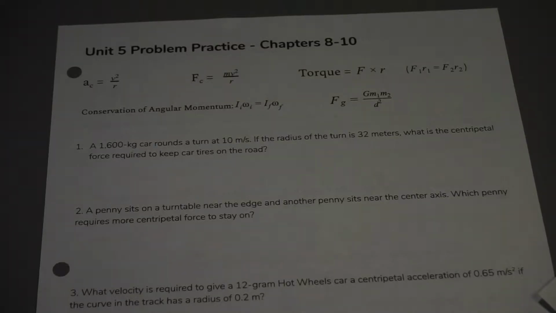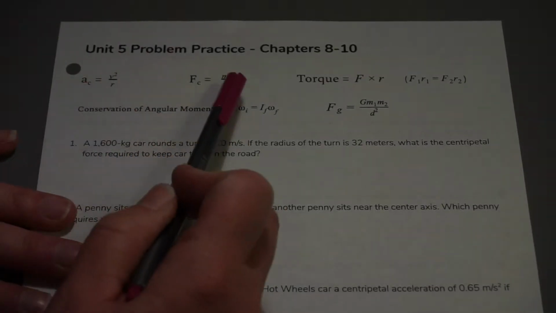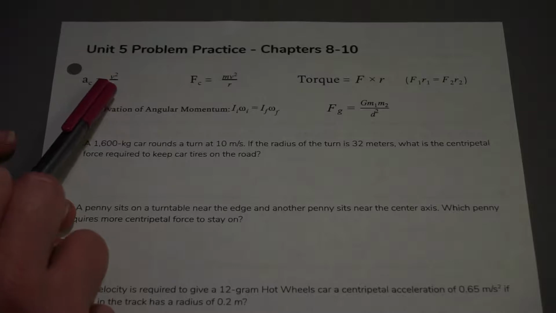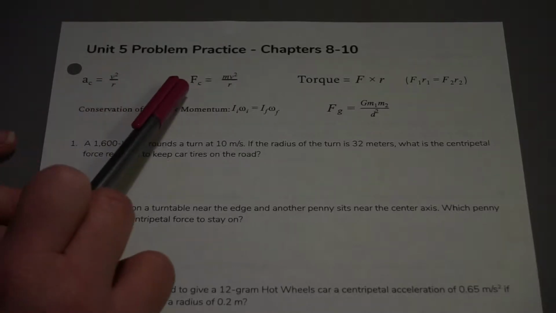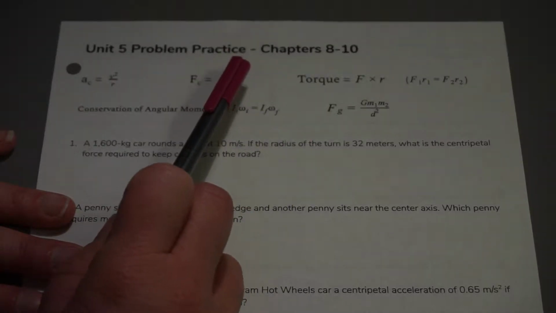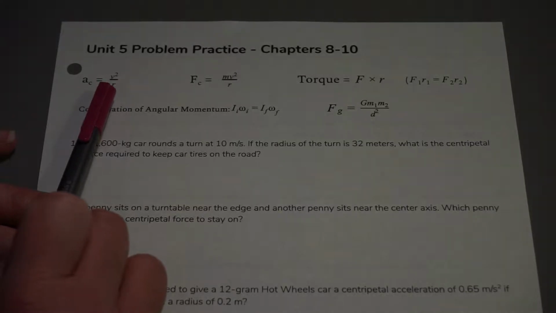Hi there. It's time to do some practice problems for our Unit 5, Chapters 8 through 10. On your sheet, I have all of your equations at the top. Just to go over these one more time, AC stands for centripetal acceleration, the V is velocity, and the R is radius. FC is centripetal force, and then we have mv squared over r. So it's pretty much the same equation here, but it's just times m, because of course F equals ma.